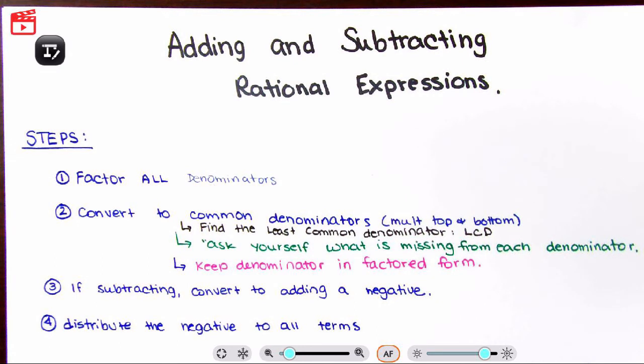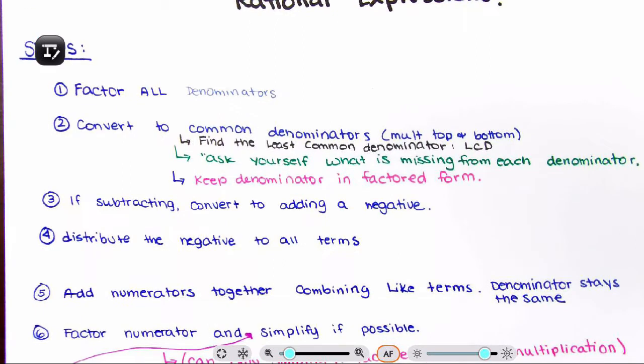Number 3, if subtracting, you're going to convert to adding a negative. So you're going to distribute that negative. Step number 4, you're going to add those two fractions together. Now, when you are adding fractions, you are adding the numerators together, combining the like terms. The denominators stay the same. So you do not add the denominators. You've created like denominators. You're adding the numerators. You're combining like terms in the numerator. However, you are not combining the denominators.